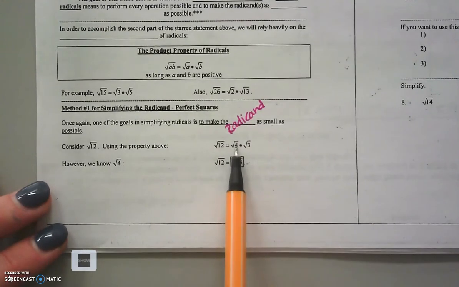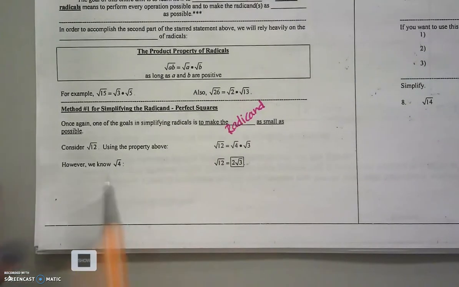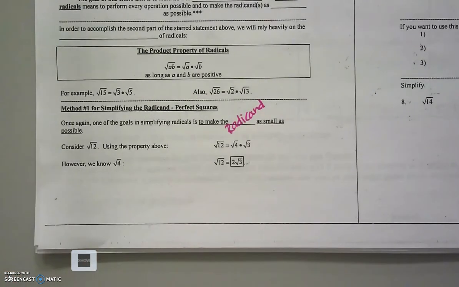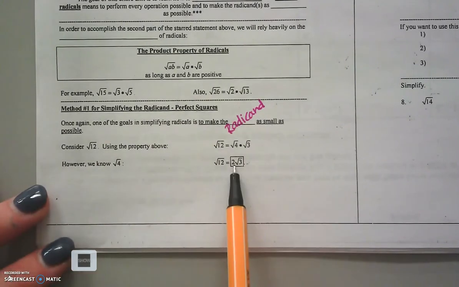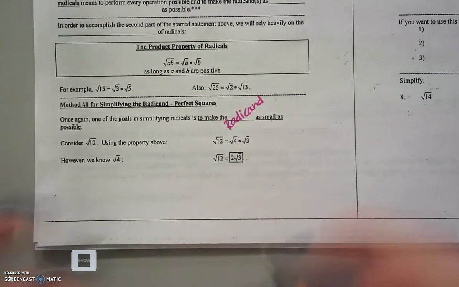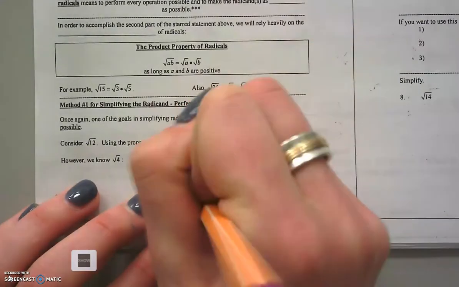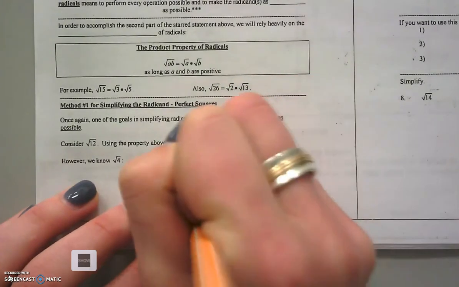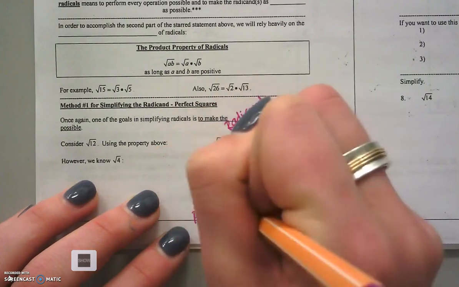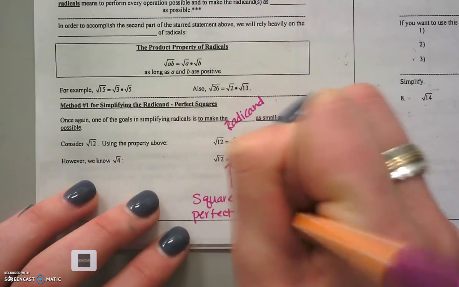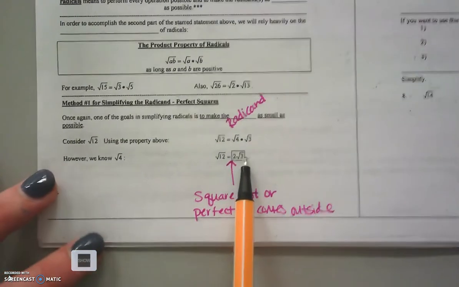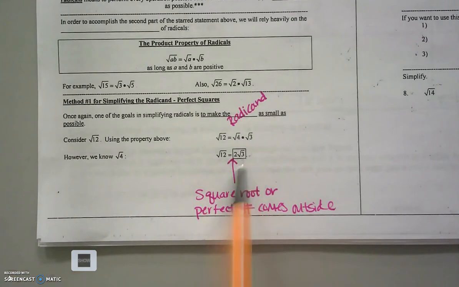The square root of 4 times the square root of 3. Well, the square root of 4 is perfect. We know 2 times 2 gets you 4. So that perfect thing always comes outside of the house. There are no 2 numbers that multiply to get 3, so we're going to keep that inside of the house, and that is our final answer.